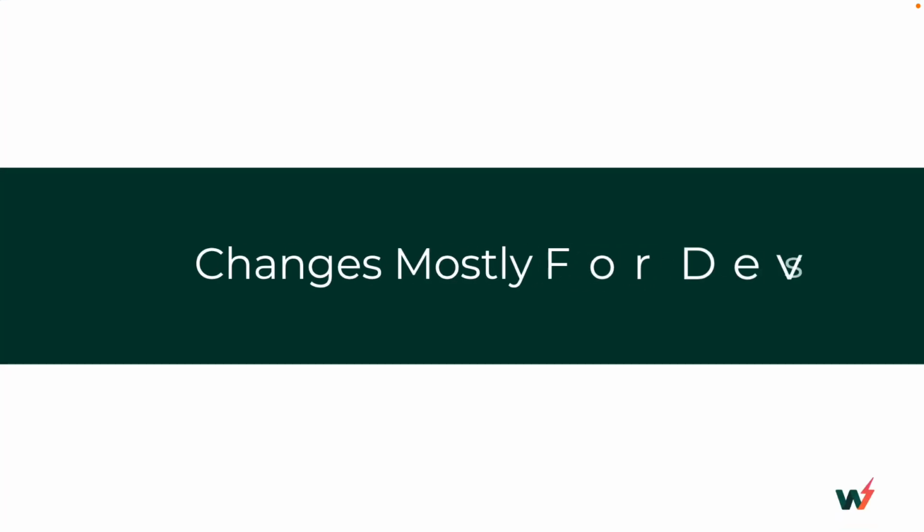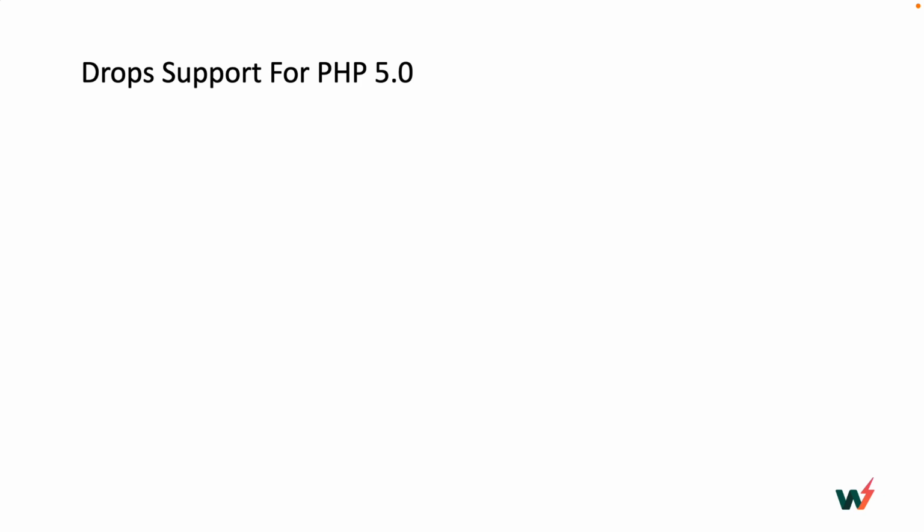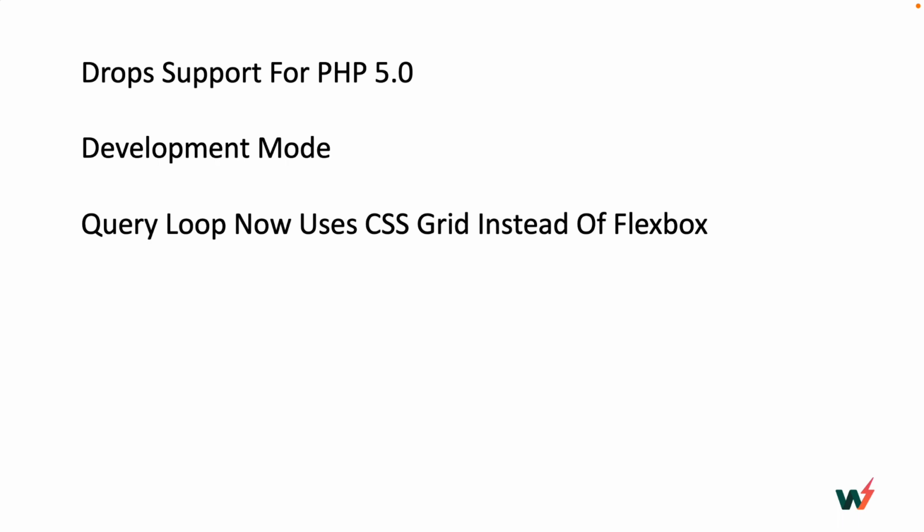Now, if you are a developer, take note of the following. First, WordPress is dropping support for PHP 5.0, yet the recommended version 7.4 remains as is. There's now a new development mode you can place your site in, whether you're working on core or a theme or a plugin, to make it easier to handle the caching of theme.json. Also, the query loop block is now getting the CSS Grid instead of the Flexbox model, and you can expect this trend to continue with other blocks, such as the group block.